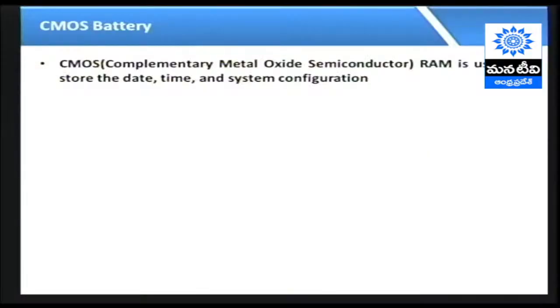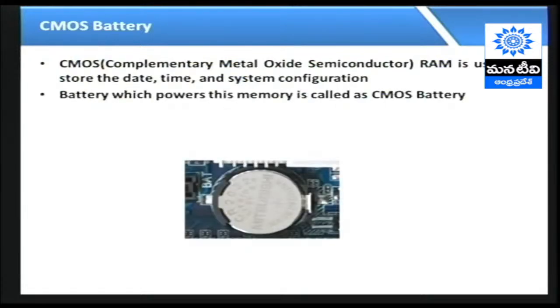Let's see CMOS. Look at the screen. CMOS stands for complementary metal oxide semiconductor RAM. It is a RAM used to store the date and time and system configuration. This is the CMOS RAM or CMOS chip. In this slide we discuss the CMOS battery. The battery which powers this memory is called a CMOS battery.